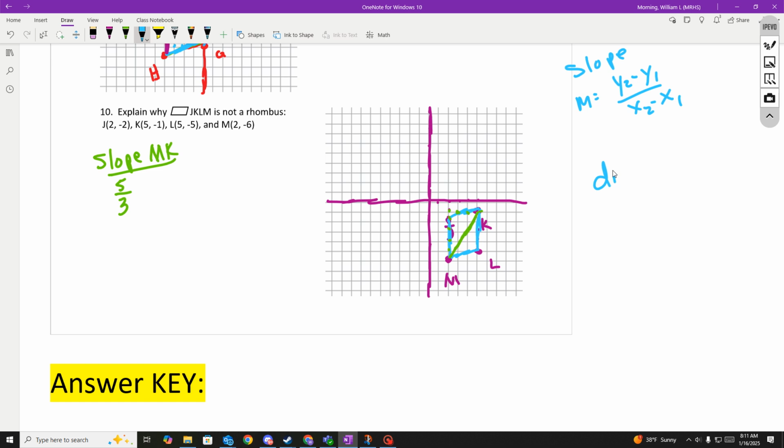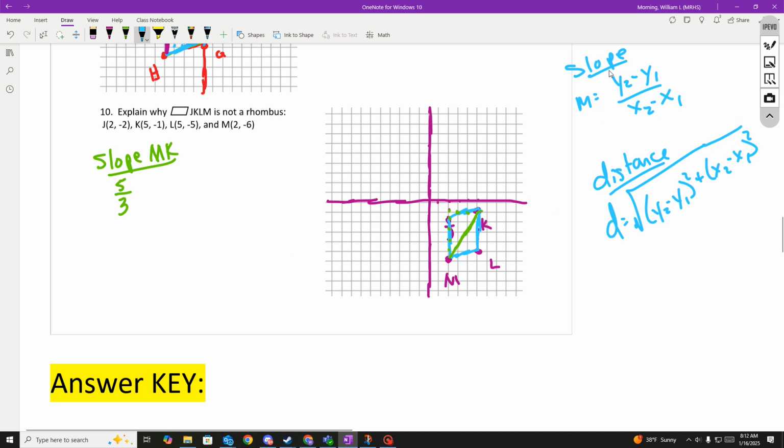This can also be a reason that you might want to use the distance formula as well. Distance formula: square root of y2 minus y1 squared plus x2 minus x1 squared. Okay, so if you're having a hard time seeing the graph and doing it on the graph, just use the formulas as well. Okay, so slope of the other diagonal, which is JL.